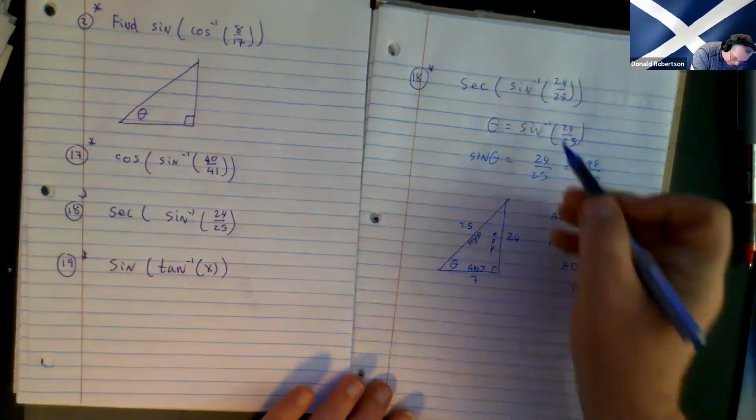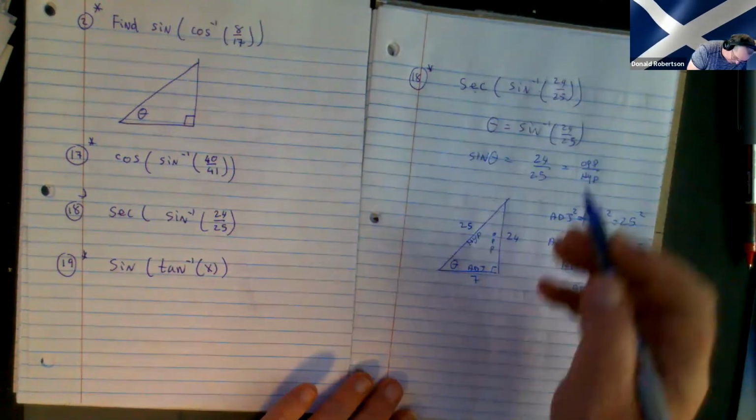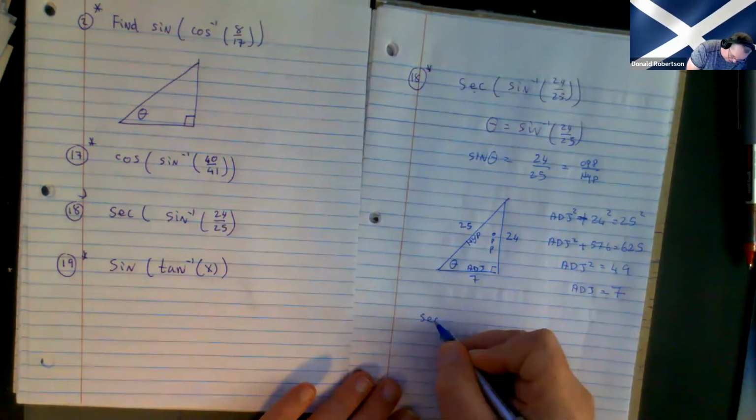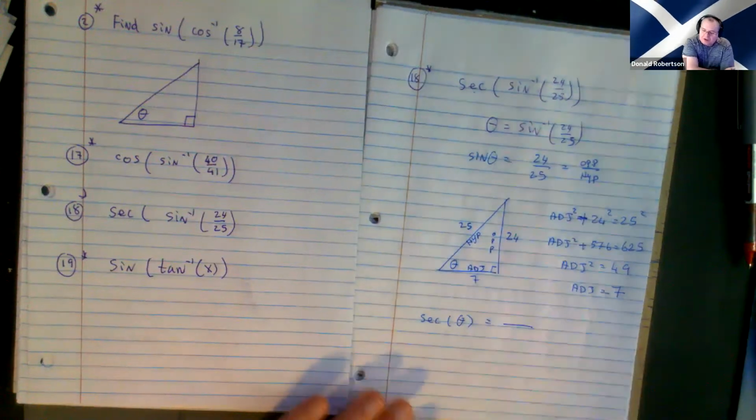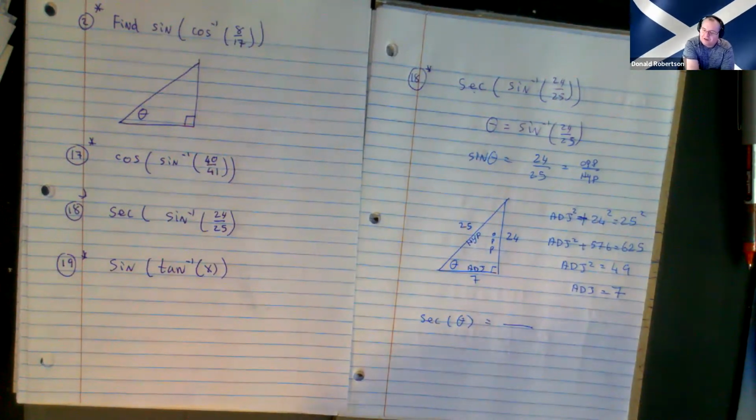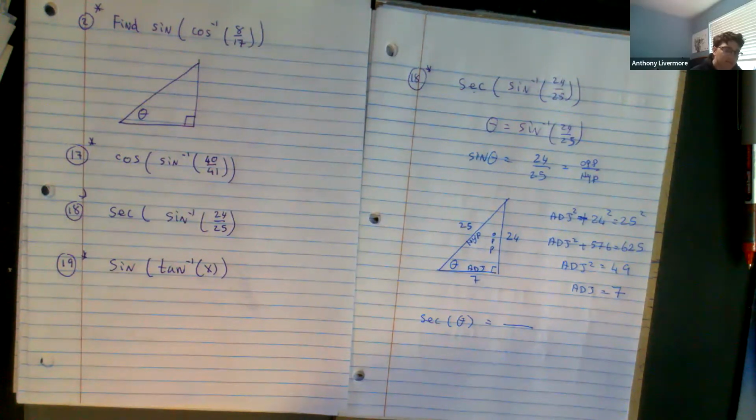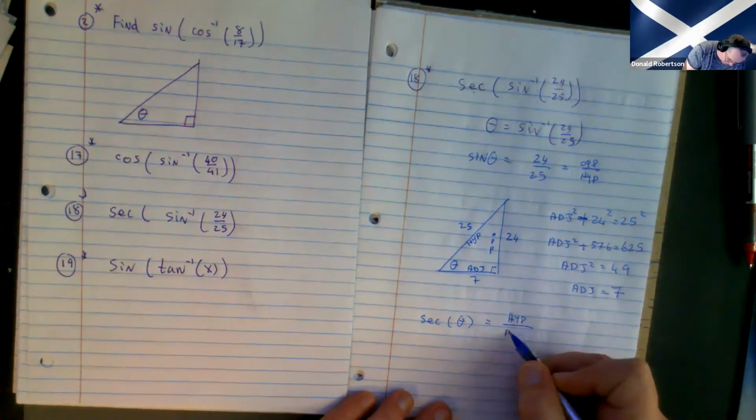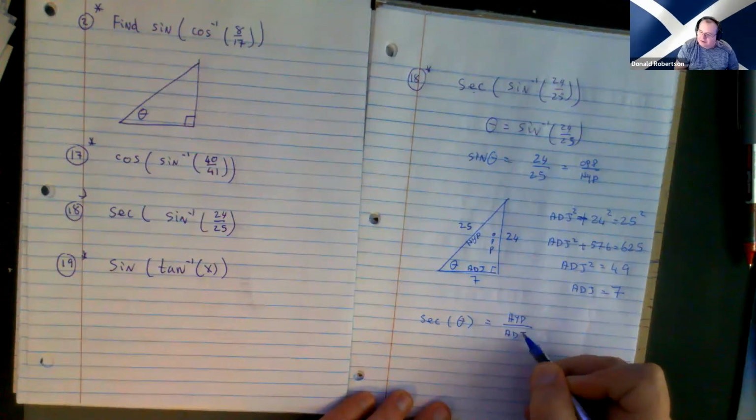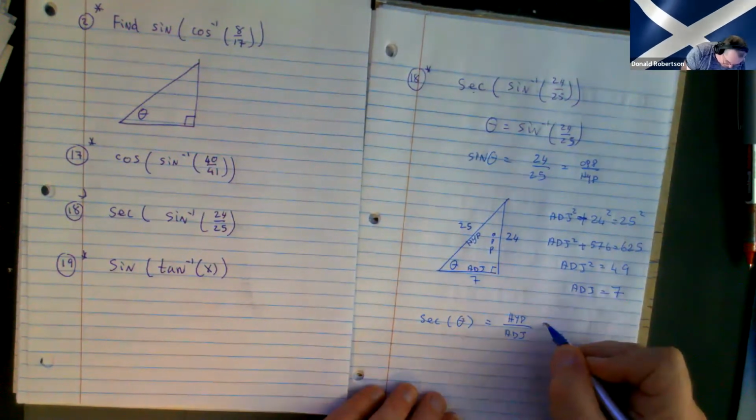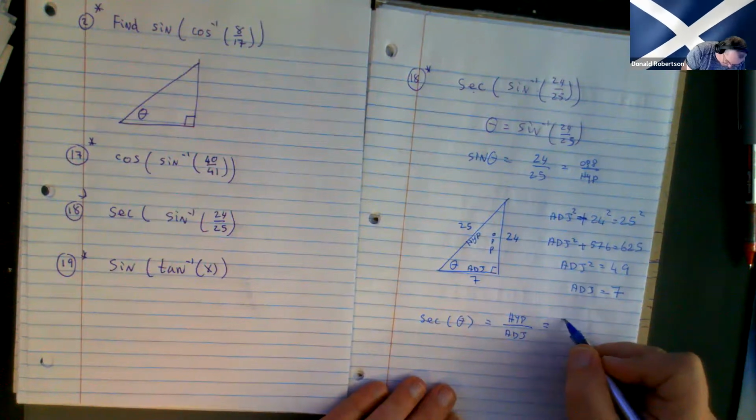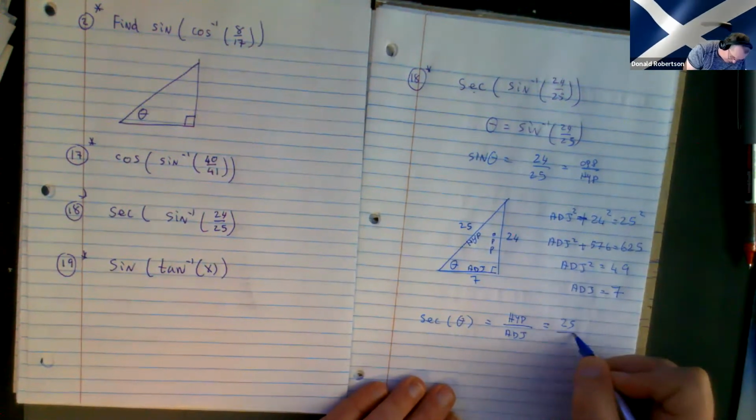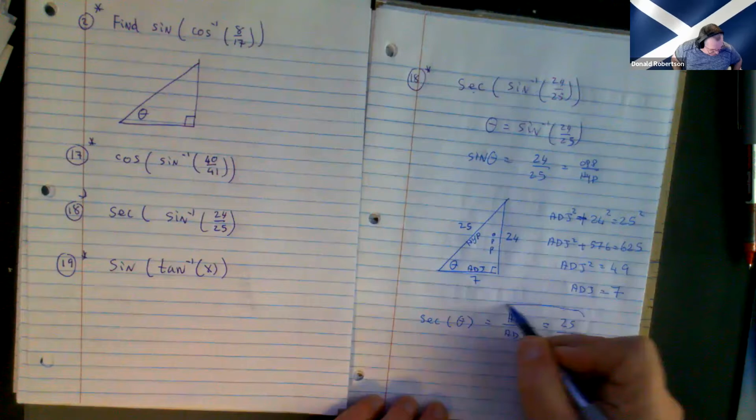Now we want to find the secant of theta. Can anybody remember the secant of theta in terms of adjacent, hypotenuse, that kind of stuff? Hypotenuse over adjacent. Which is essentially the upside down cosine formula. Great. So what you've got here is 25 over 7, and you're done.